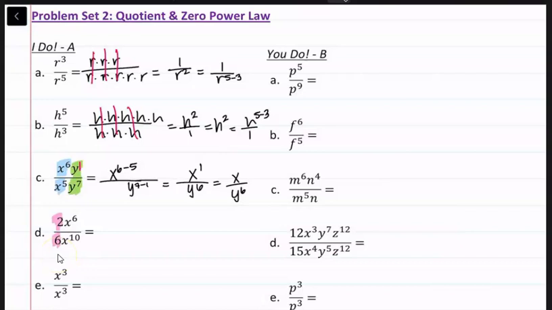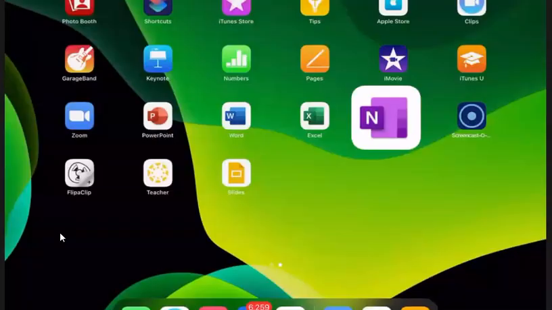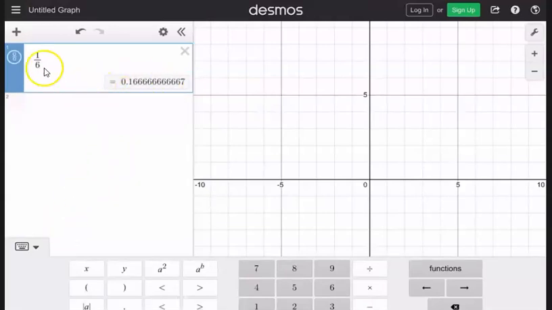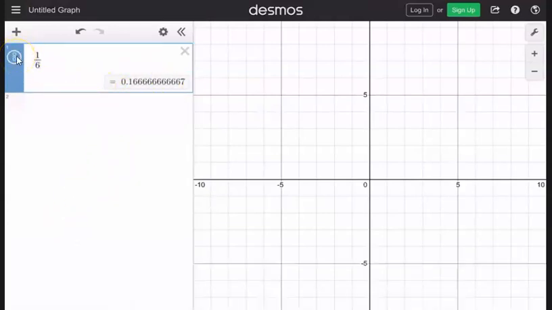Now for this, 2 over 6, what you're going to ask yourself is, okay, are these numbers that I can reduce as a fraction? So you'll just look at it as the fraction 2 over 6. If you're not good with reducing fractions on your own, you can use Desmos or the in-class calculator, and it'll give you a decimal answer, but if you click this button here, it turns into a fraction for you.